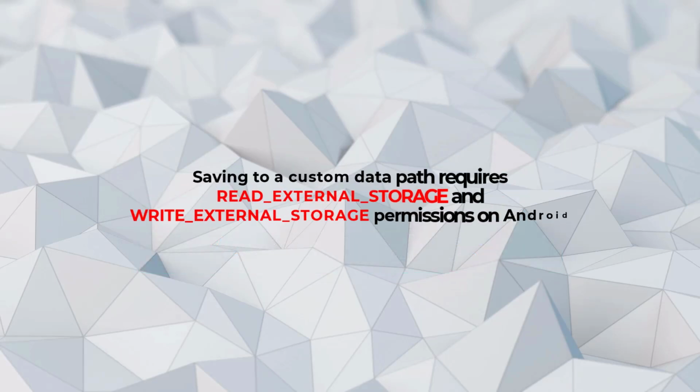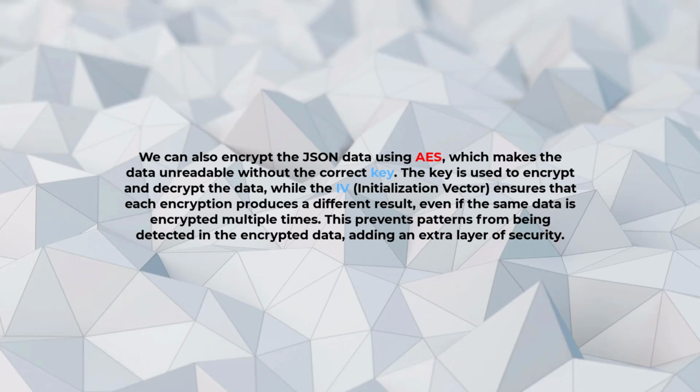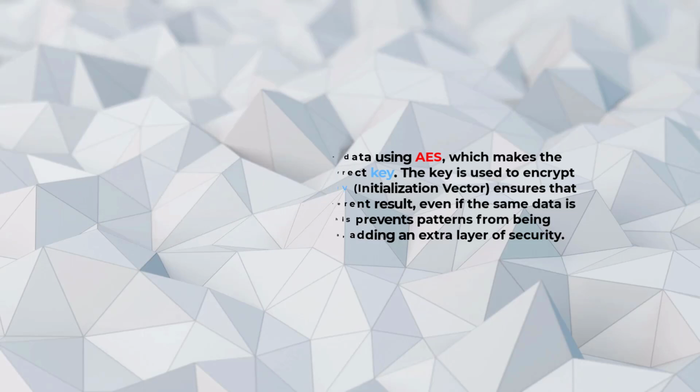Saving to a custom data path requires read external storage and write external storage permissions on Android. We can also encrypt the JSON data using AES, which makes the data unreadable without the correct key. The key is used to encrypt and decrypt the data, while the IV, initialization vector, ensures that each encryption produces a different result, even if the same data is encrypted multiple times. This prevents patterns from being detected in the encrypted data, adding an extra layer of security.